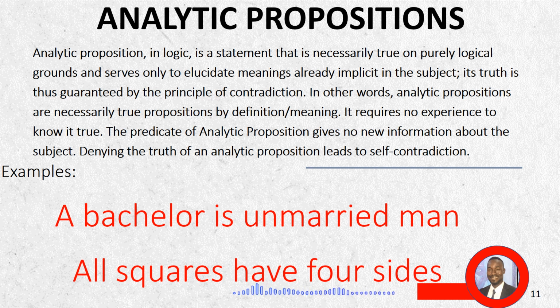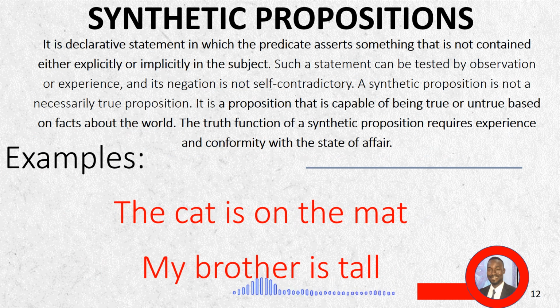Another example here is all squares have 4 sides. The notion of a square implies having 4 sides. So the predicate, 4 sides, is the meaning of what a square is, which is the subject. The second type of proposition that we are talking about today is the synthetic proposition.